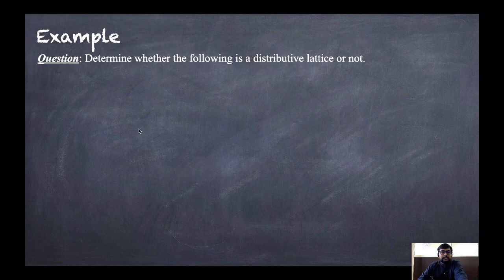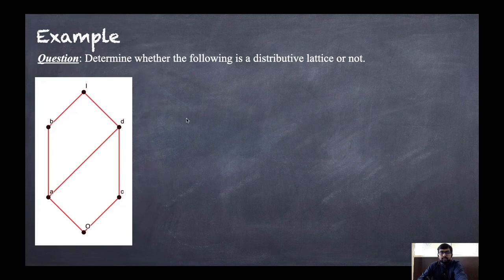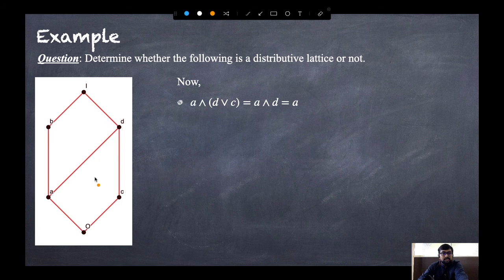For example, determine whether the following is a distributive lattice or not, given this graph. We will check whether it is distributive. First we take three elements: A, D, and C. This is A, this is D, and this is C. This symbol stands for LUB, and this one for GLB.